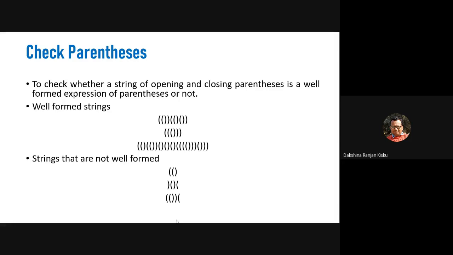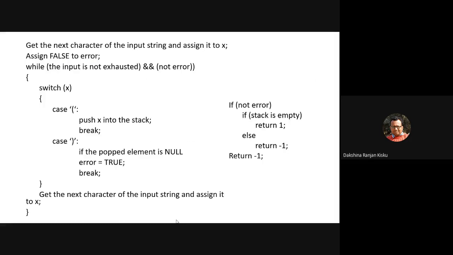Here we will formulate an algorithm which will check whether the given string is well-formed or not. If it is well-formed, we will have one outcome, and if it is not well-formed, there will be a warning. In the input we will provide some strings, and that string will be checked whether it is well-formed or not. So how is the algorithm formulated?